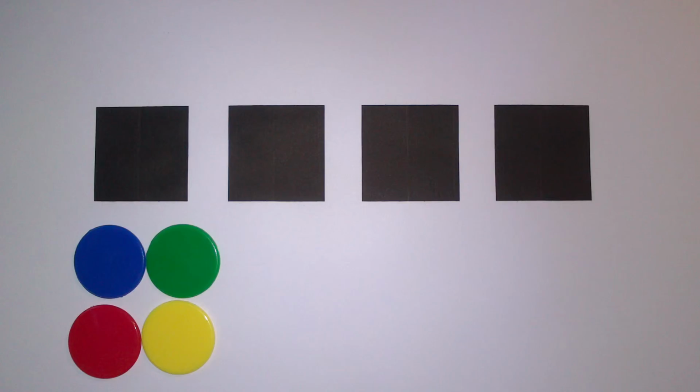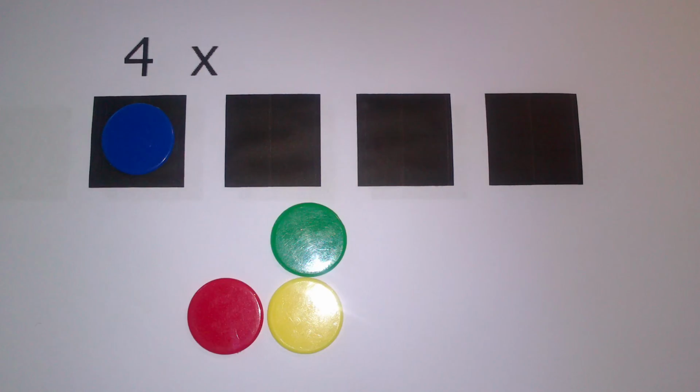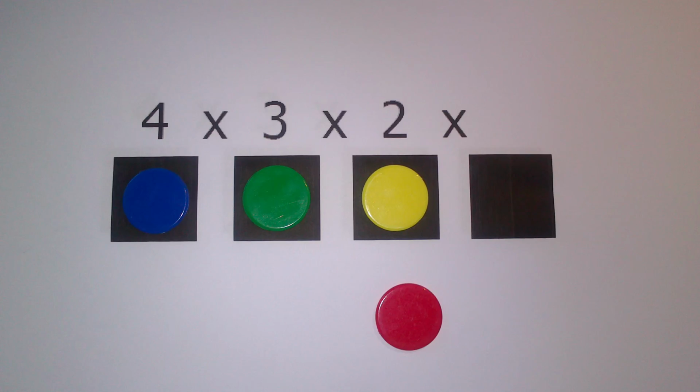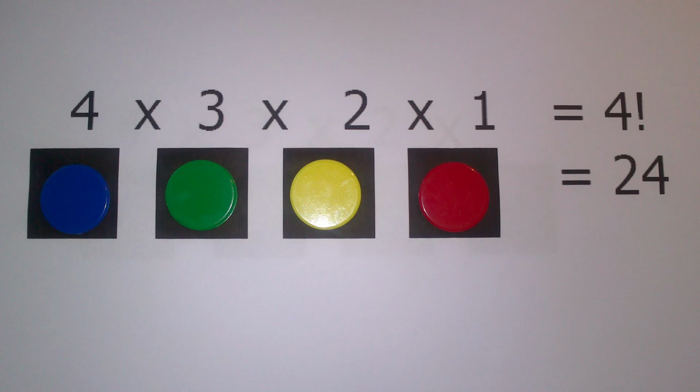You could also think of having four spaces to fill. There are four choices for the first counter. It doesn't matter which we pick, so let's take blue. Then there are three choices for the second counter. Let's pick green. Two choices for the third. Let's pick yellow. Then we have to take red for the last counter. So that's 4 times 3 times 2 times 1, or 24 ways, otherwise known as 4 factorial.